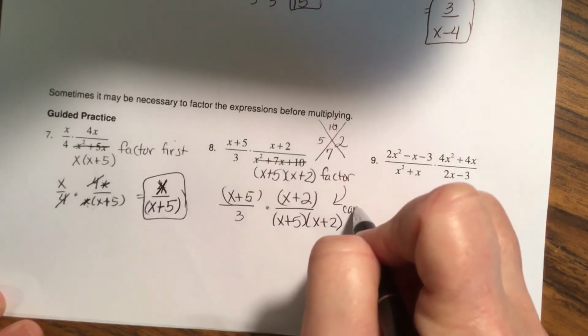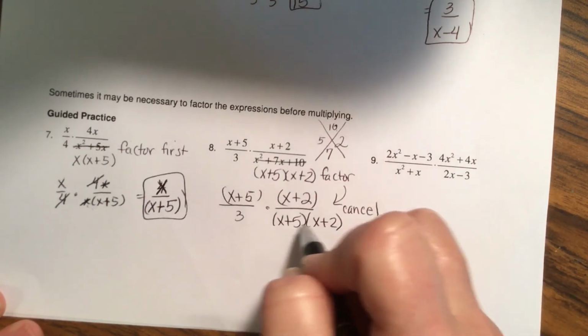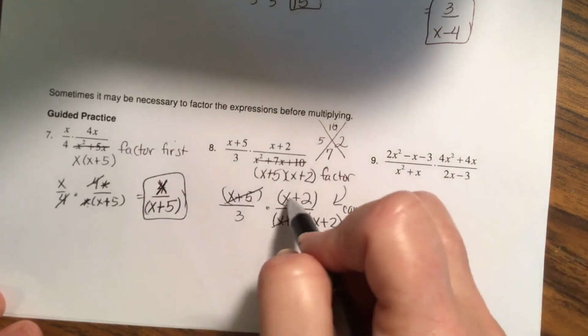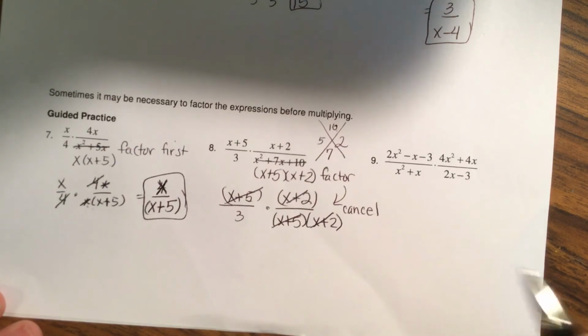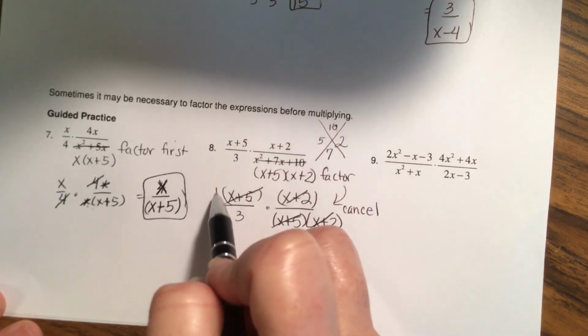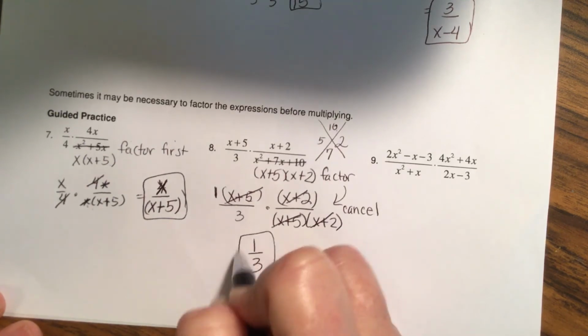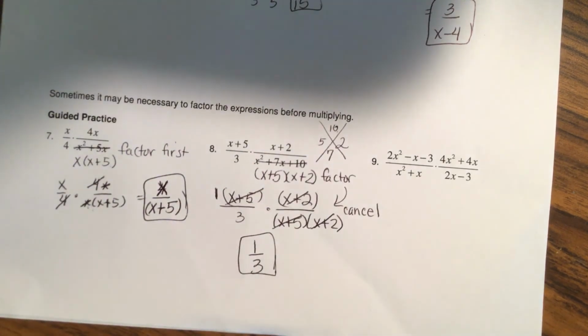Now we can cancel like terms. So we have an x plus 5 on top and bottom that we can cancel. We have an x plus 2 that we can cancel. If everything on the top cancels, you're left with just a 1 as a placeholder. So that's all we have left.